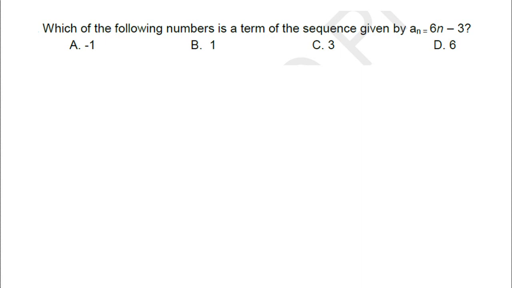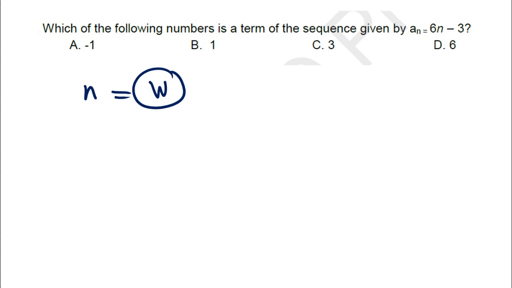Next question. Which of the following numbers is a term of the sequence given by a sub n equals 6n minus 3? To answer this problem, we need a value of a sub n, which when substituted into a sub n equals 6n minus 3, yields a value of n that must be a whole number, meaning it is not a fraction.